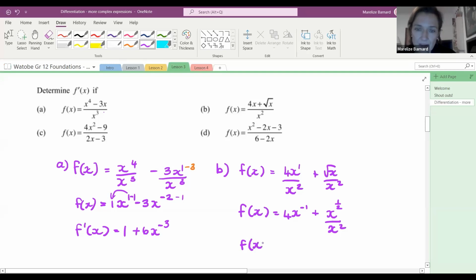Remember that this root x is the same as x to the power of a half. So we can write that as x to the power of a half, and then we can do the same and subtract the 2 from the half. So that's going to give us x to the power of a half minus 2, which is, not a half minus 1, a half minus 2 is minus 3 over 2.